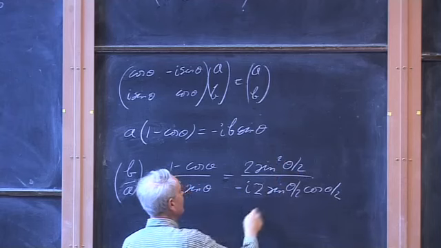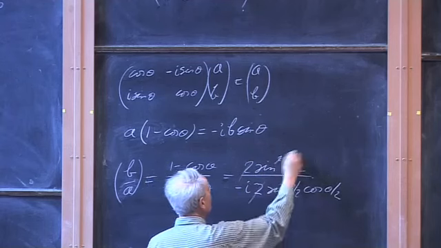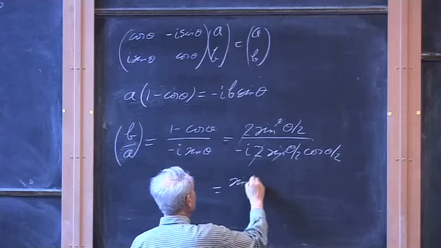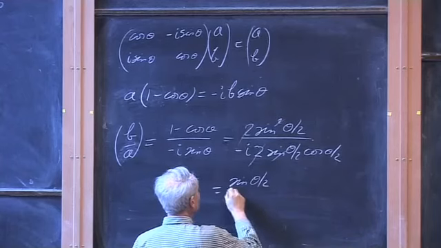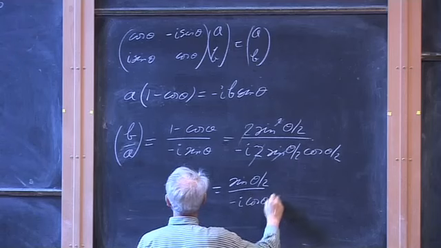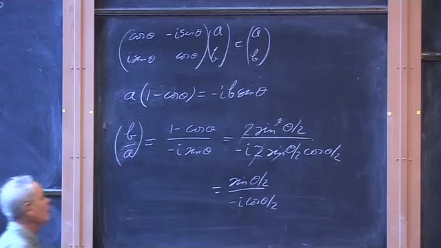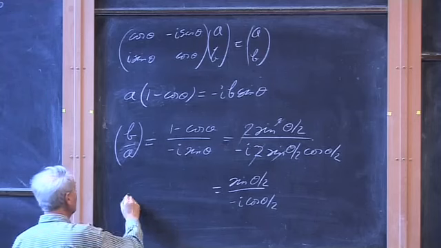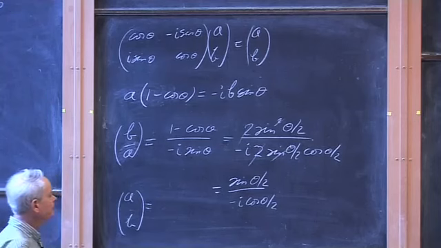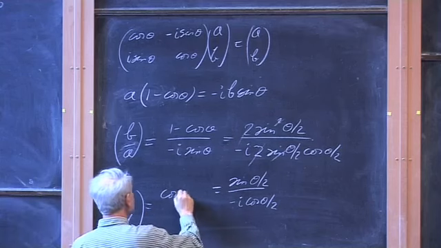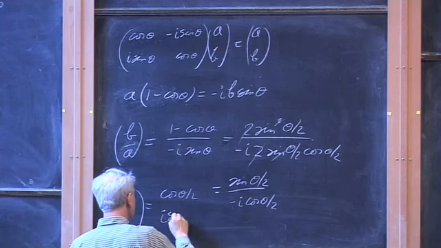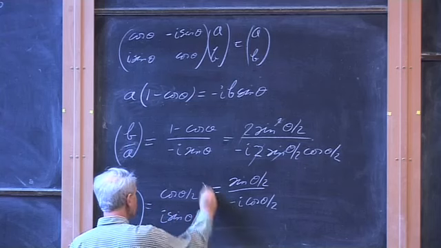So we can cancel a number of things. The 2's cancel, one of the sine thetas cancel, and we end up with sine theta over 2 over minus i cos theta over 2. So I can write now that A over B is equal to cos theta over 2, i sine theta over 2.